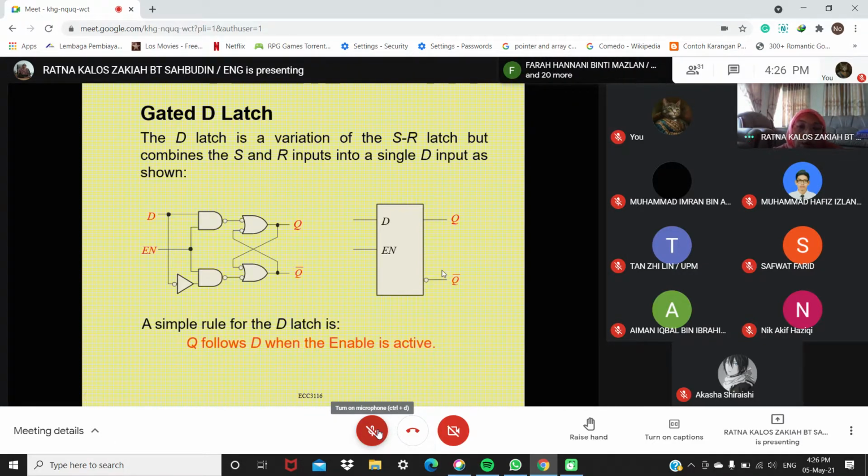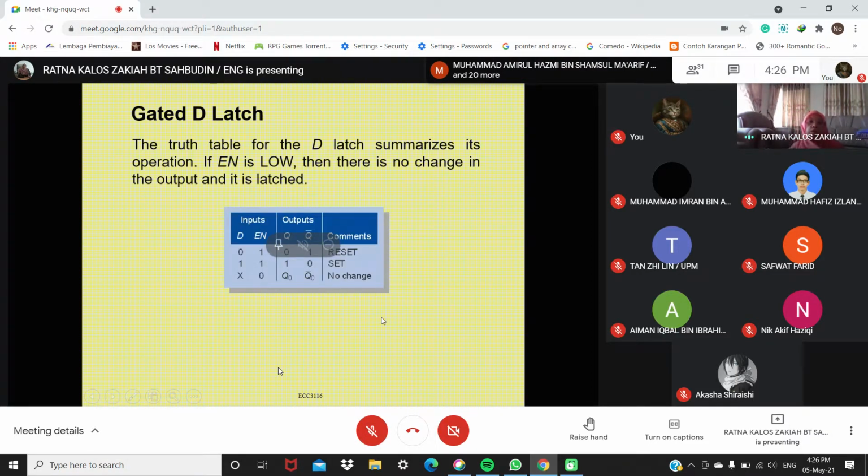Simple rule for the D latch is Q follows D when the enable is active. Remember here, Q follows D when enable is active. Now this is the truth table for the D latch, which summarizes its operation. If enable is low, there is no change in the output and it is latched. So enable must be high.